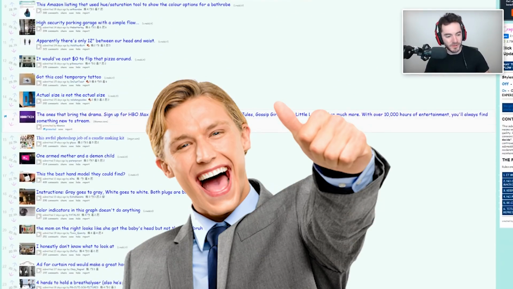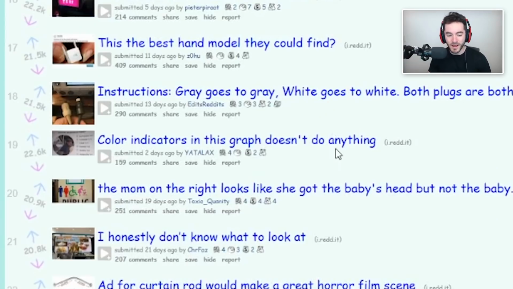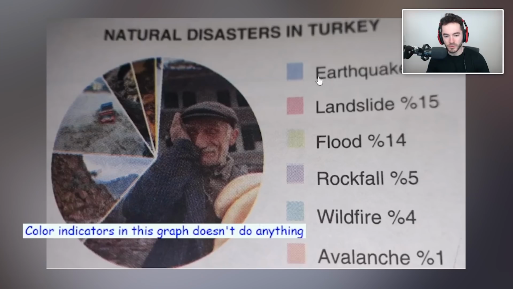That said, let's start off with number 19. Color indicators in this graph don't do anything. Blue, earthquake, 61%. Not seeing any blue on the graph. I'm just seeing kind of depressing, which I guess corresponds to the color blue to an extent. If it weren't for the percentages over here, you would have no idea what this is actually showing in terms of what slice corresponds to what natural disaster.